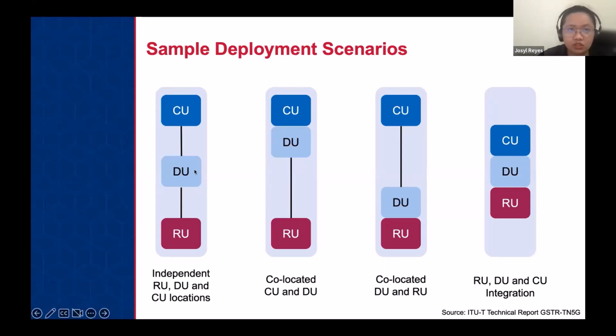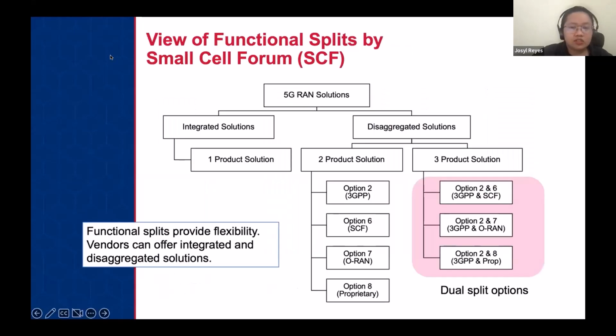Okay, so all of these deployment scenarios are summarized in this ITU-T technical report. So if you search for this technical report, you should be able to see these sample deployment scenarios. Okay, and then another way to look at the functional split, this is one provided by the Small Cell Forum.